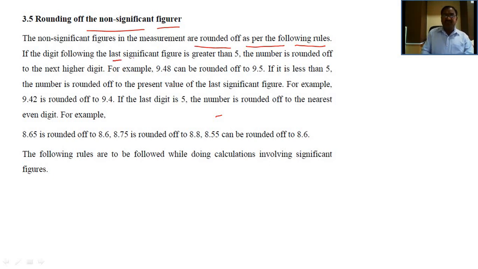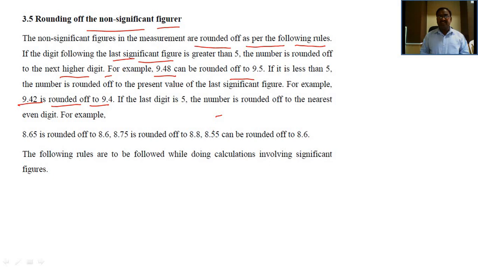If the digit following the last significant figure is greater than 5, the number is rounded off to the next higher digit. For example, 9.48 can be rounded off to 9.5. If it is less than 5, the number is rounded off to the present value of the last significant figure. Consider 9.42, which is rounded off to 9.4.